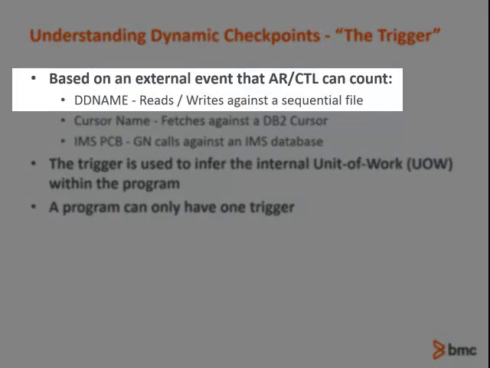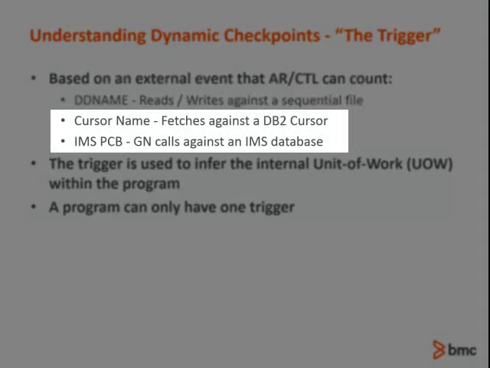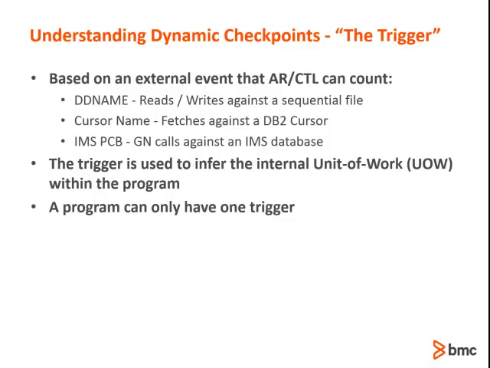The trigger is something that ARC can count, such as reads against an external file. There are three general types of triggers available. The most common type of trigger is a sequential file, sometimes called a QSAM file. This would be for programs that process a transaction file to post updates into a database. Programs that sweep through a database can be triggered by fetches against a DB2 cursor or sequential GN calls against an IMS database PCB.